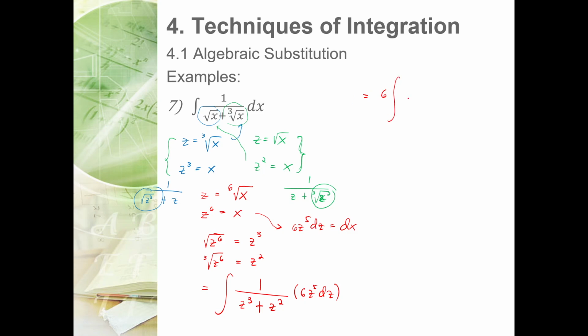So 6 integral of z to the power of 5 dz, then z cubed plus z squared. So notice that this term here is simpler or easier to deal with compared with this one. This is what we are trying, right?